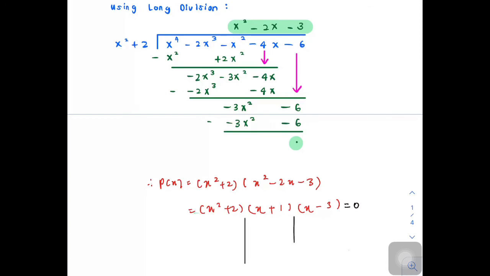So let's solve this. From here, you'll find two zeros that we just built up, which are 2i and also minus 2i. From here, you'll find the zero of minus 1, and from here, you'll find the zero of 3. So altogether, you have 4 zeros.